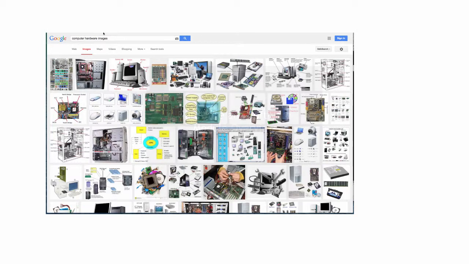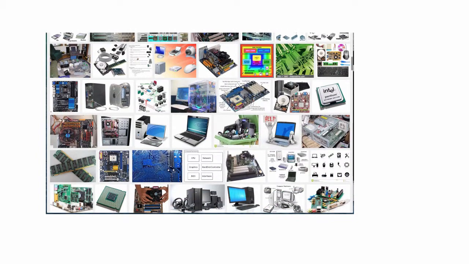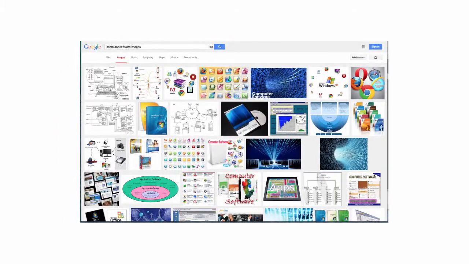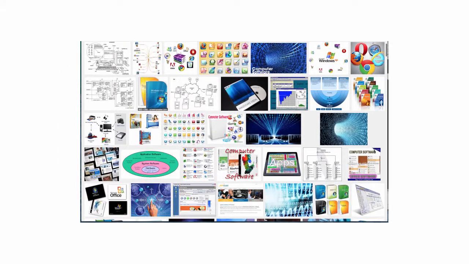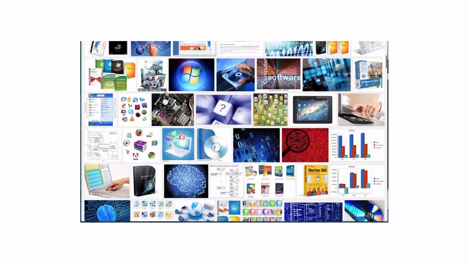Now, if you go and look for images of computer hardware and software, you'll find a lot. Here is what I found looking for computer hardware. But what does this all mean? There's a lot of it about and it can be confusing, and the same thing happens when you start looking for software. There are so many different pieces of software.